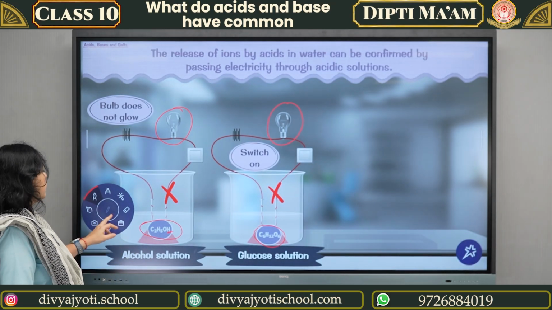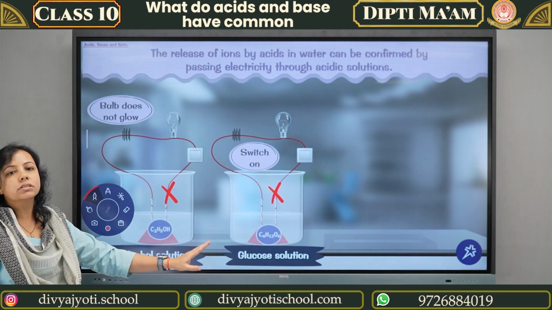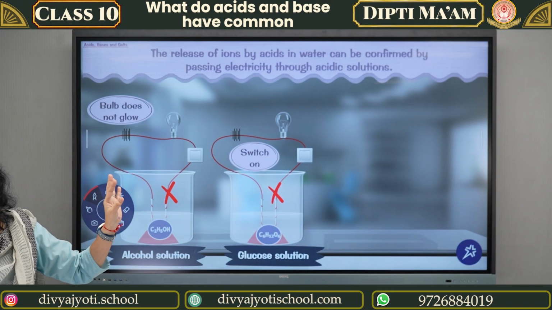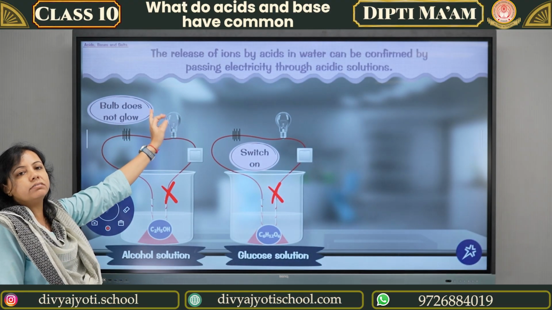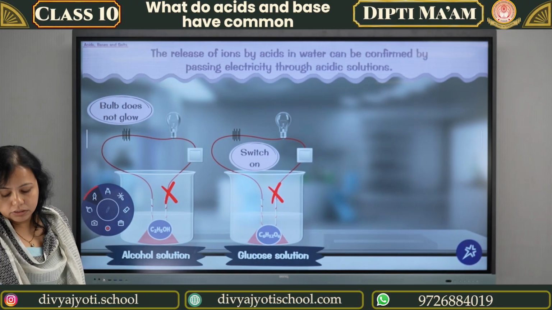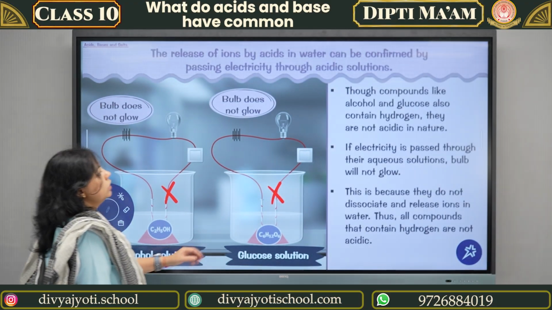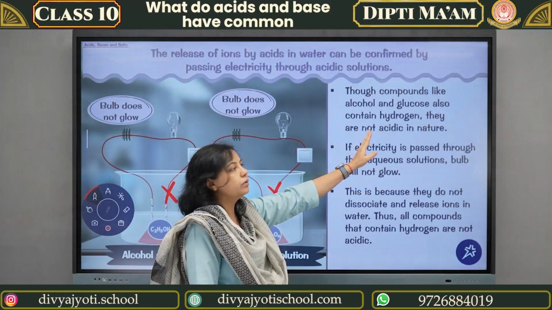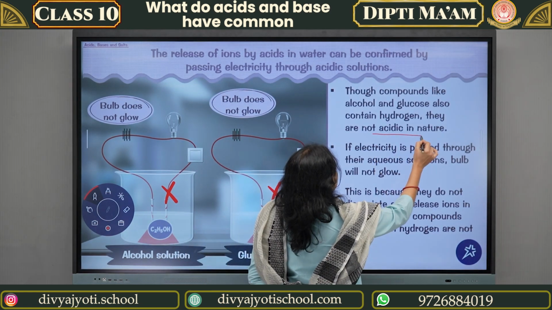But instead of the acid, suppose I take alcohol and glucose here. The ionization process is not there. It will not form the ions. And because of this reason, you can observe that the bulb is not glowing. So we can see the conclusion regarding this. Though compounds like alcohol and glucose also contain hydrogen, they are not acidic in nature.